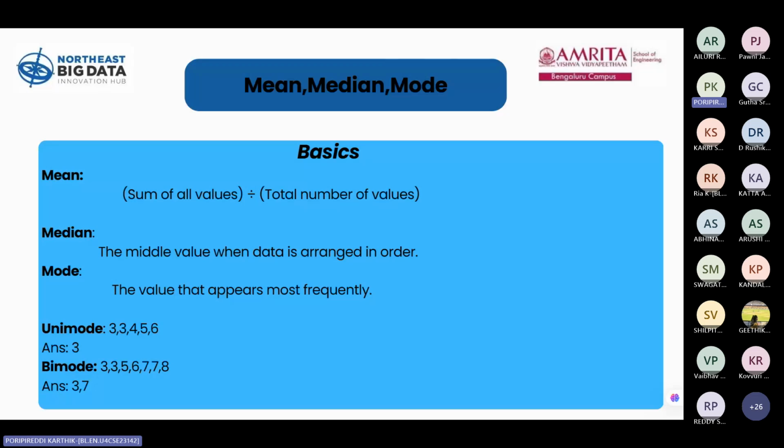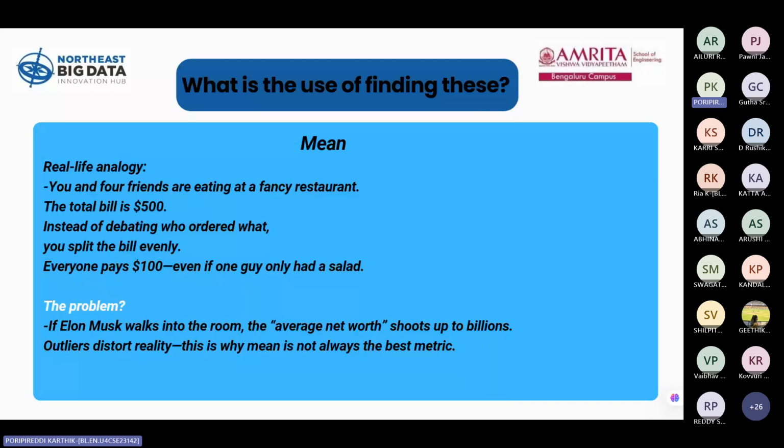But let's go into real life applications. Mean. Suppose you and your 4 friends are eating at a fancy restaurant, and the total bill was 500. Instead of debating who ordered what, you split the bill evenly. Everyone pays 100 rupees, or $100, even if the guy only had a salad.